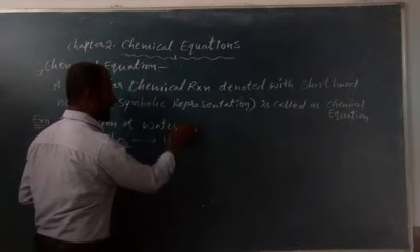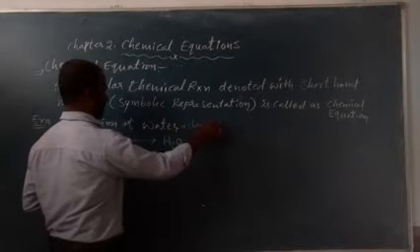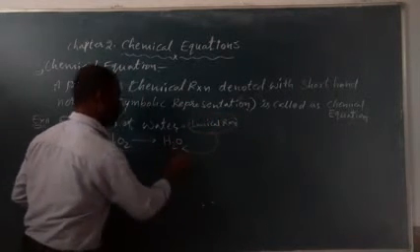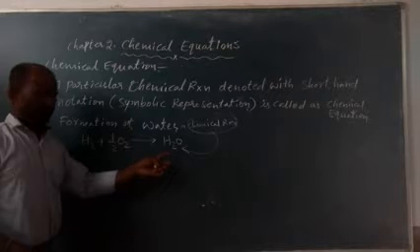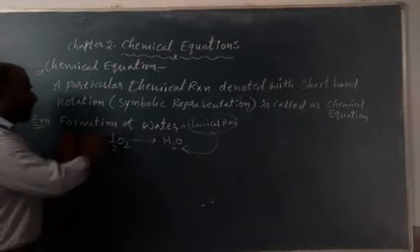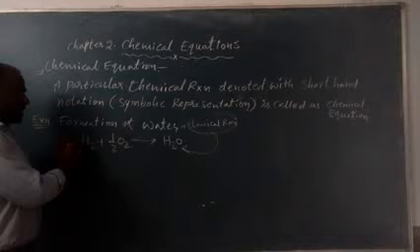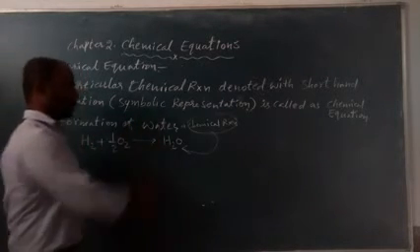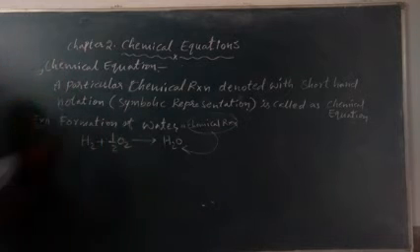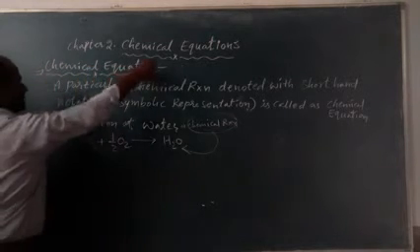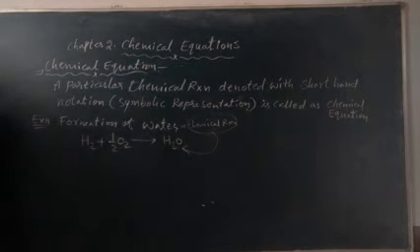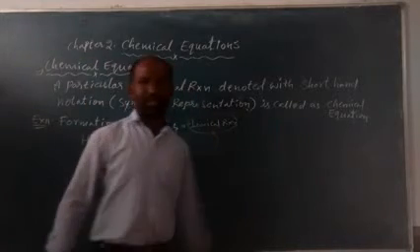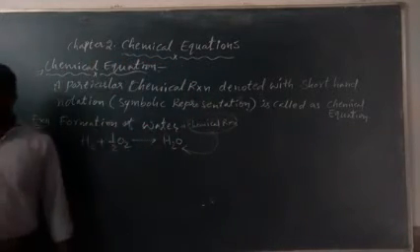Formation of water is nothing but a chemical reaction. This chemical reaction is shown with a symbolic representation. H2 is a symbol for hydrogen, O2 is a symbol for oxygen, and it forms water, H2O. Like that. So a chemical equation is a particular chemical reaction denoted with shorthand notation or symbolic representation.